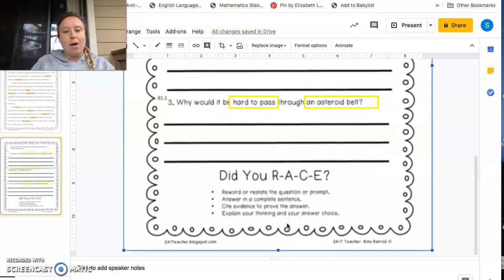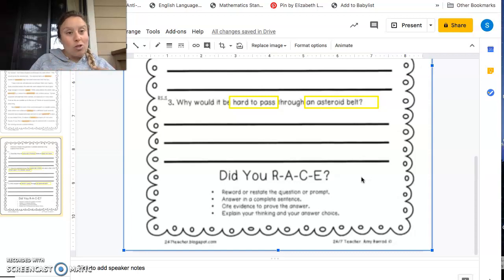All right, and then at the bottom, they ask you about this thing called RACE, which we haven't really done together using those terms, but this is something that you've done with me during distance learning. So RACE, the R means to reword or restate the question or prompt. So that's one way we can develop complete sentences, which is number 2, answer in complete sentences. The easiest way to do that is to restate the question.